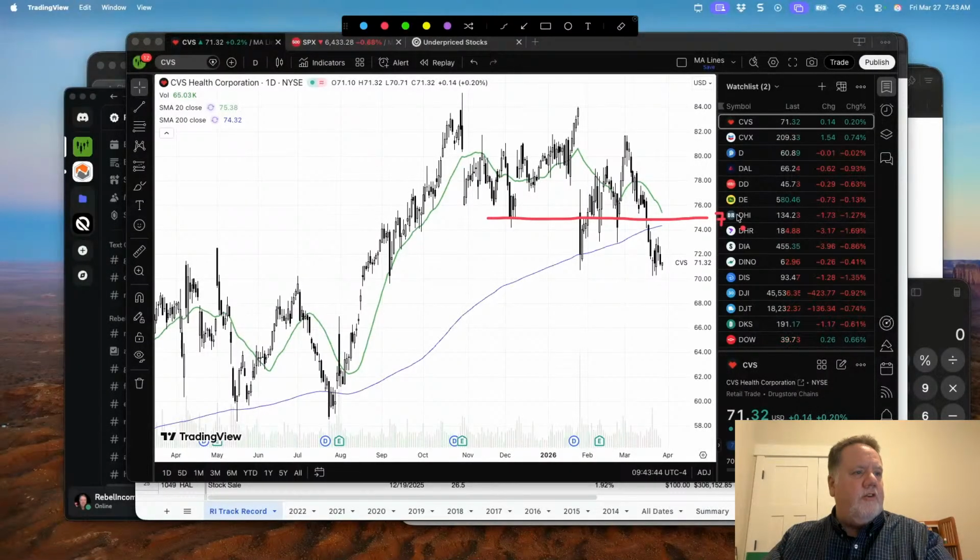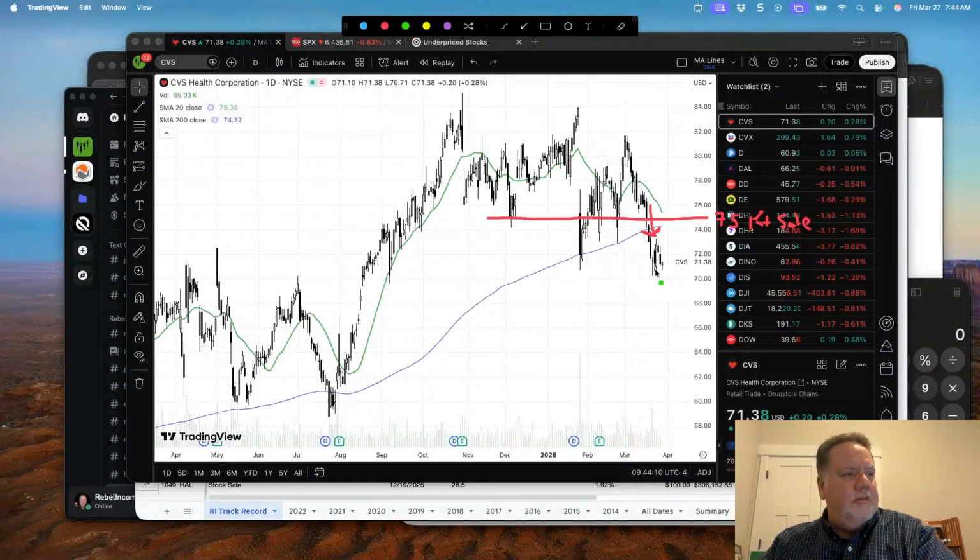$75 is the strike price that I sold on my put sale. Bad handwriting, I'm sorry. We can see clearly that the stock has broken down below that level, and it does appear to have a little bit of stabilization right down here around 71. We'll see if this holds.